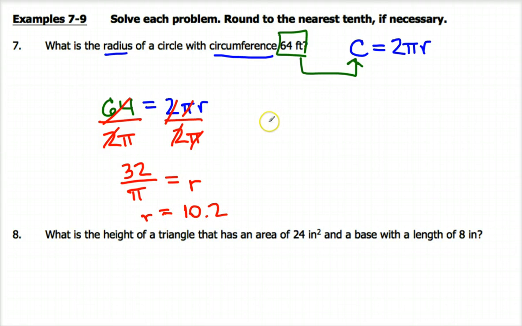So we can say the radius is about 10.2 feet.